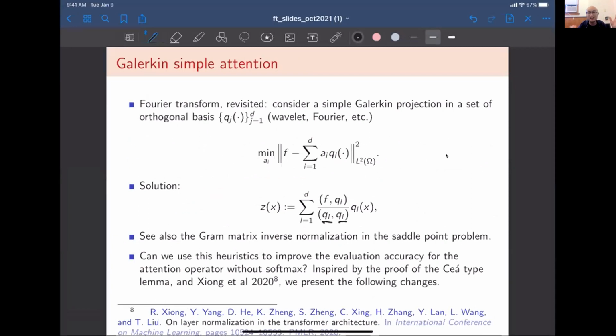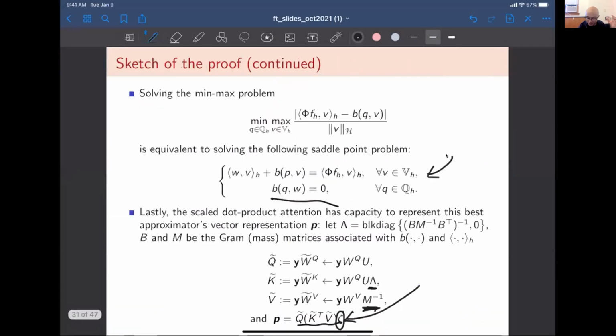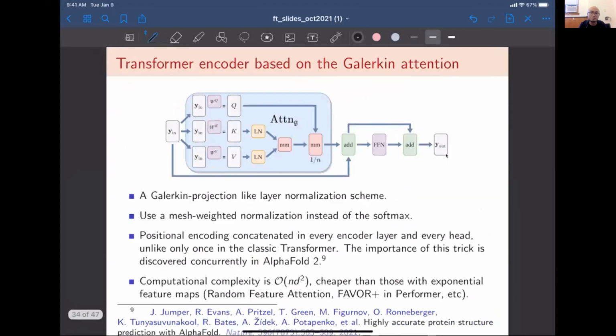Can we reinterpret these two normalizations as some learnable structure? For example, we propose this simple Galerkin attention. Like a Galerkin projection, we apply the layer normalization here. It turns out someone else this year discovered this concurrently with our paper as well. We simply apply the layer normalization after we do the projection, and this will greatly tame down the numerical instability.